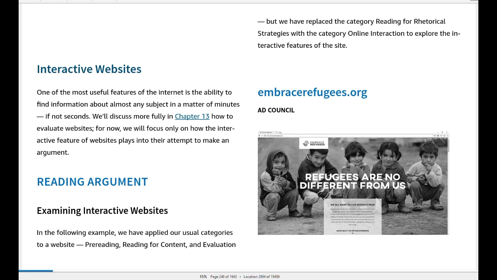In the following example, we have applied our usual categories to a website: pre-reading, reading for content, and evaluation. But we have replaced the category reading for rhetorical strategies with the category online interaction to explore the interactive features of the site. EmbraceRefugees.org by the Ad Council.